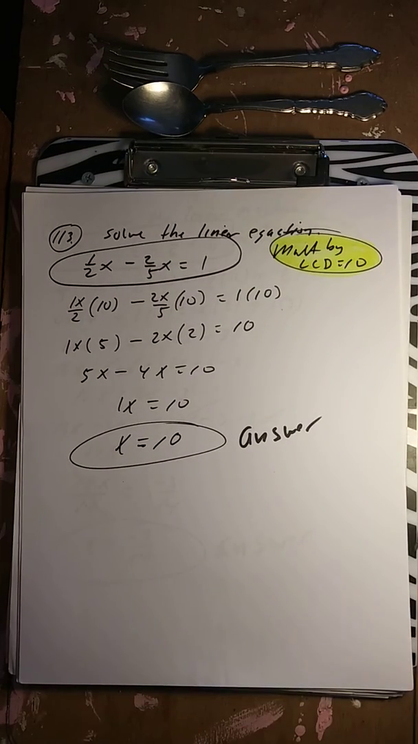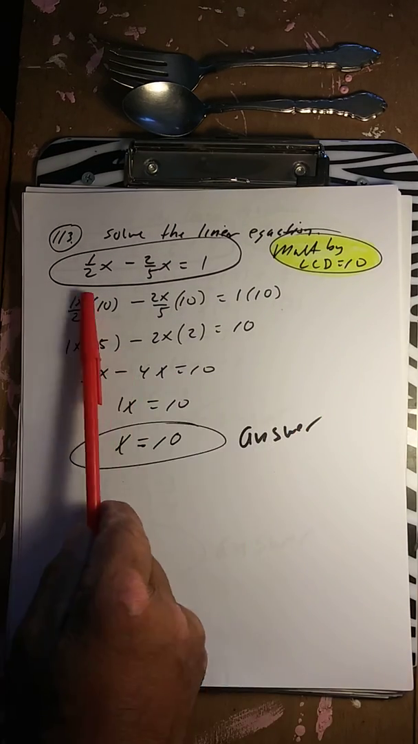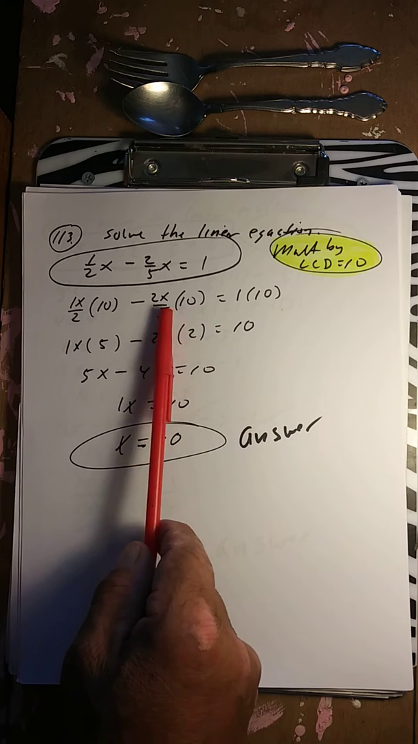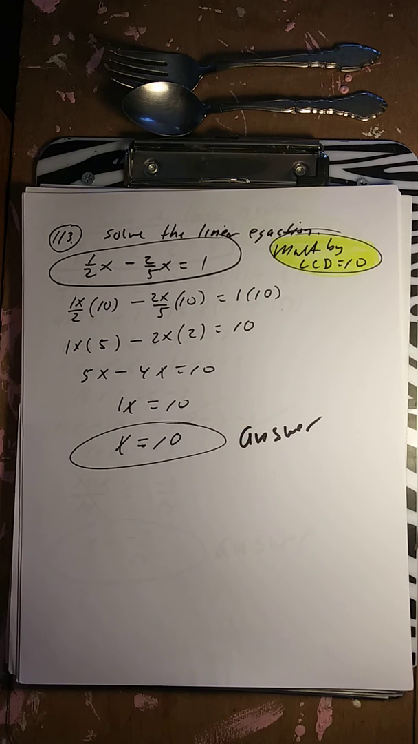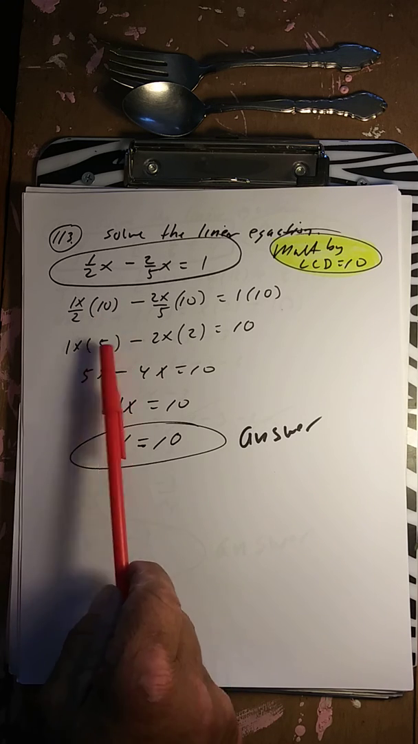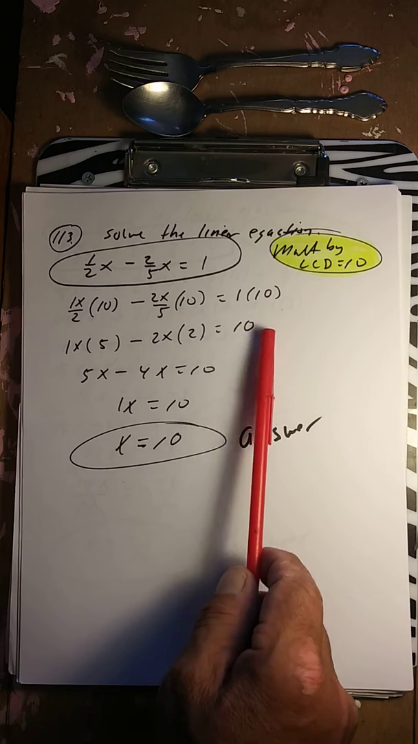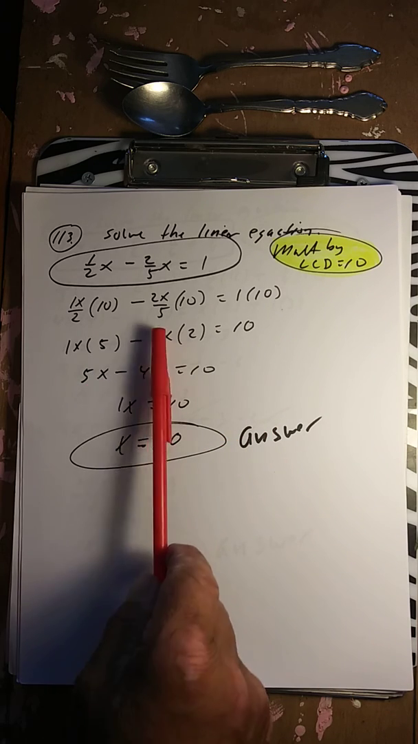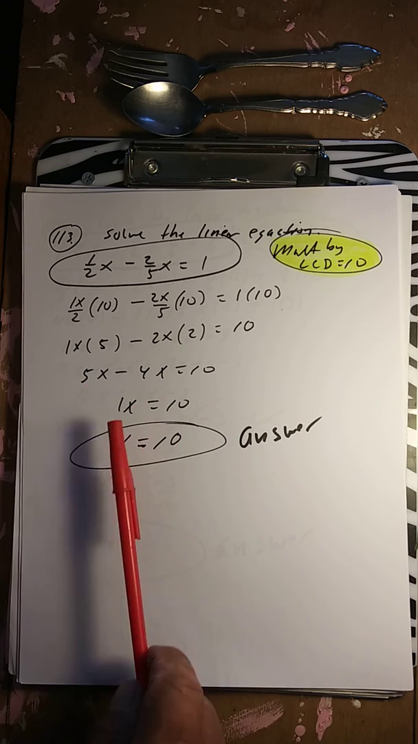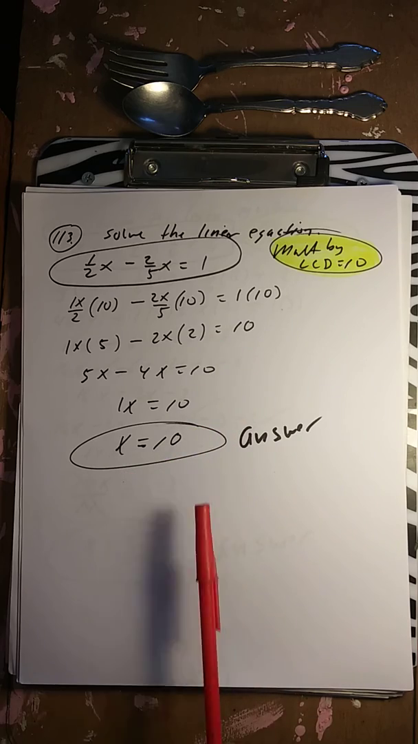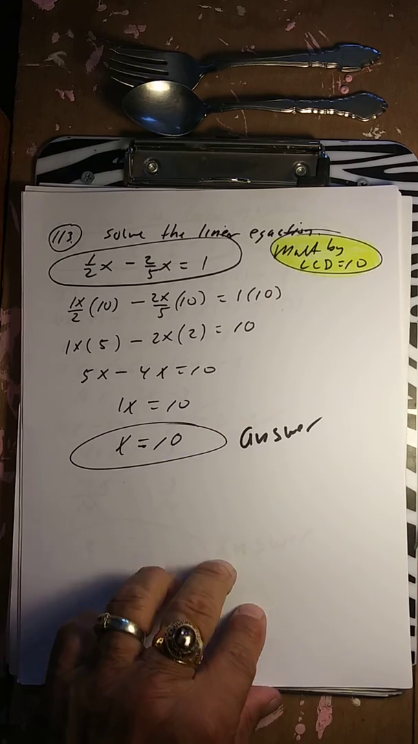Solve the linear equation. Multiply with the LCD, which is going to be 10. Multiply this by 10, by 10, by 10, all the way across by 10. So now what's going to happen? We multiply everything by 10. This is going to be 2 divided by 10, 5. 5 divides 10, 2. And that's 10. That's going to be 5x minus 4x is 1x. 1x is just x, and this is going to be 10. So x must be what? 10.